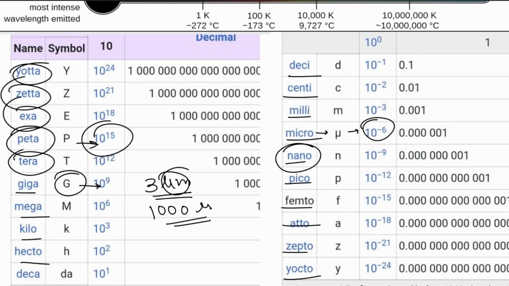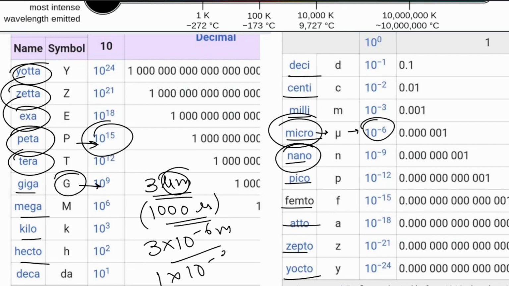Now we are talking about the micro. So we see 3 micrometer. That means 3 times 10 to the power minus 6 meters. And 1000 micrometers means 1000 times 10 to the power minus 6, which becomes 1 times 10 to the power minus 3 meters. So this is the wavelength range of the far infrared radiation, which we do not know much about. So what will these CubeSats do? They will measure the amount of heat.